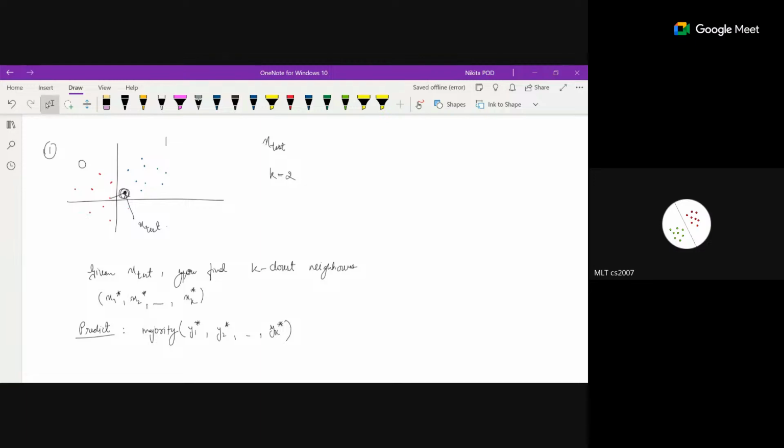It's a very simple algorithm. We will assign only one label for X test, right? Only one label. So X test is either going to be 0 or 1.